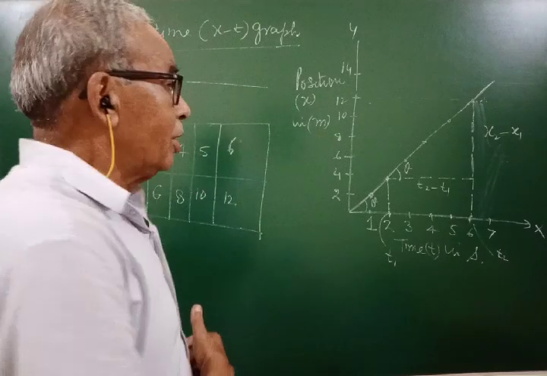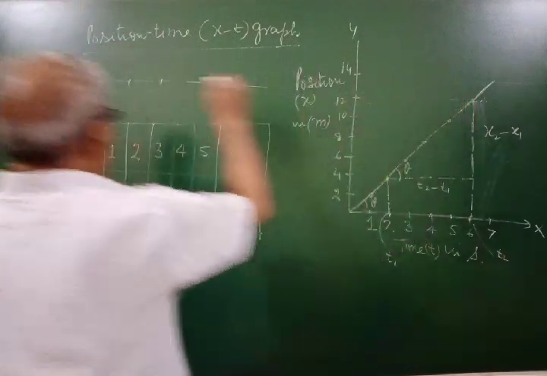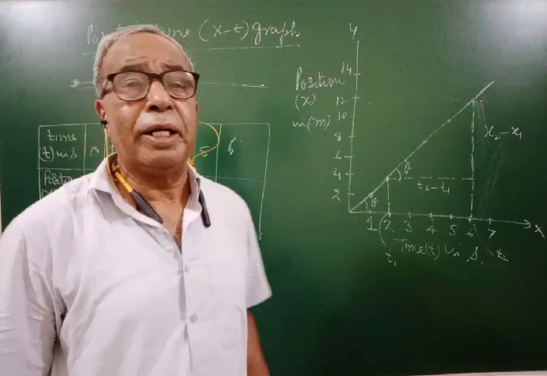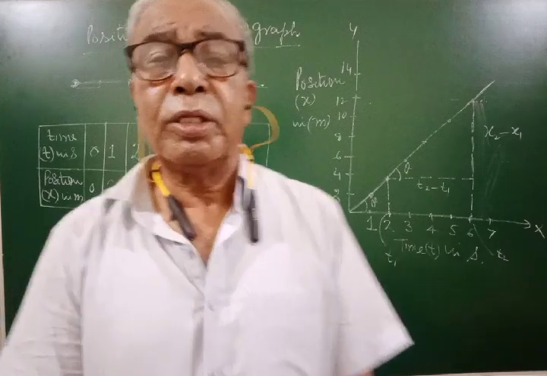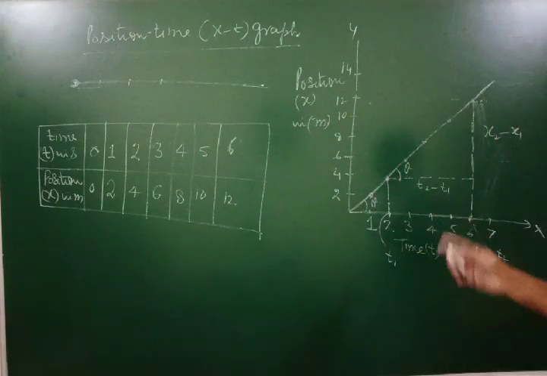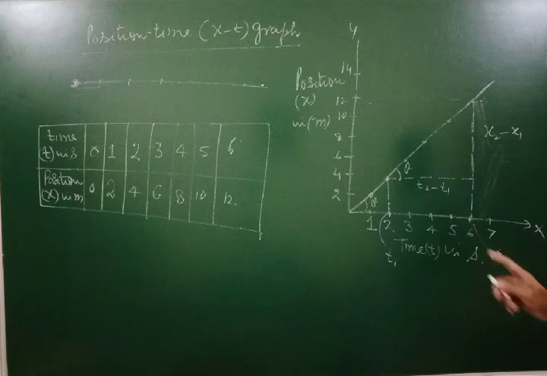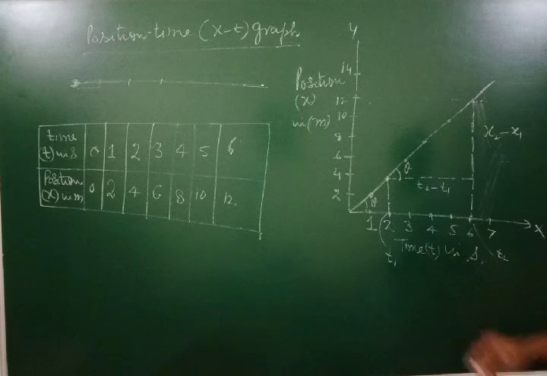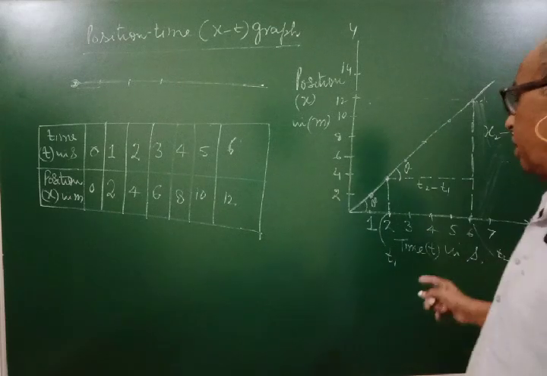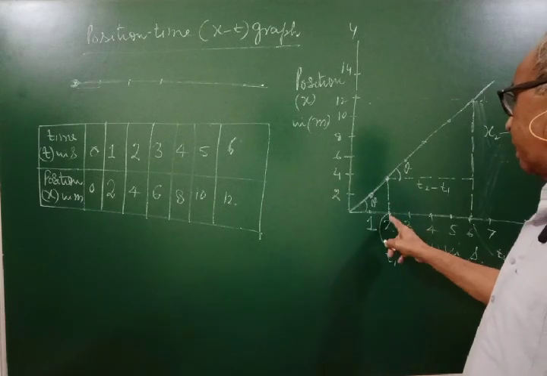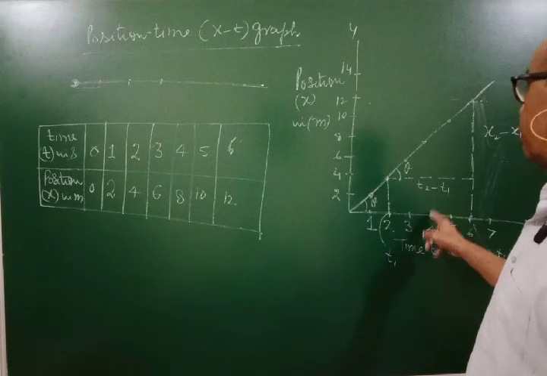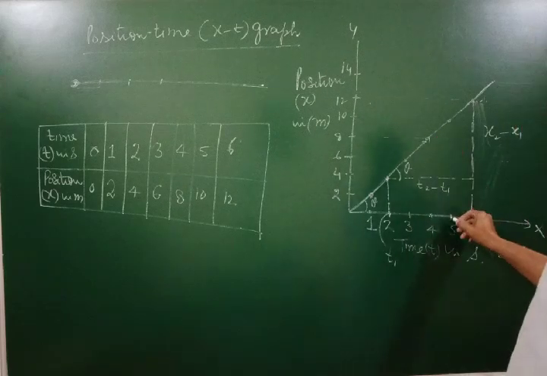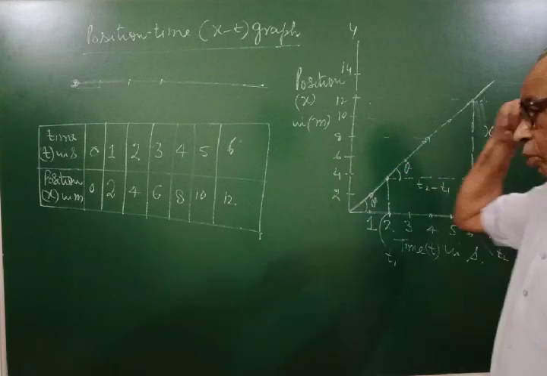Don't imagine the body going like this. The body was initially going in a straight line like this. The graph tells the position at different times, nothing else. In this graph we can see we are given the position of the moving body at different times. For example, at 2 seconds it is 4 meter away, at 4 seconds it is 8 meter away, and at 5 it is 10 meter away, and so on.